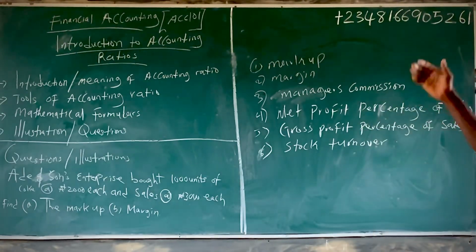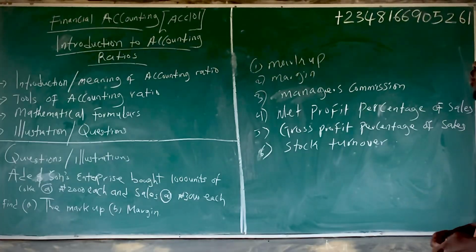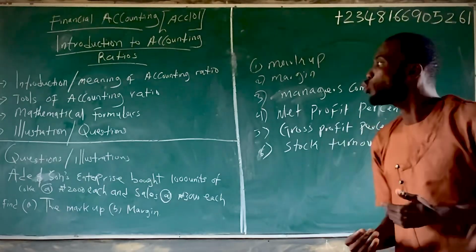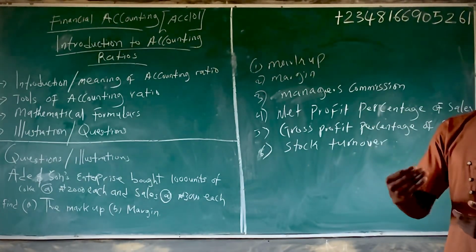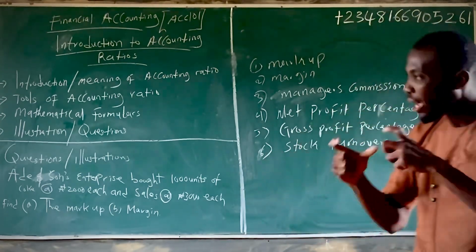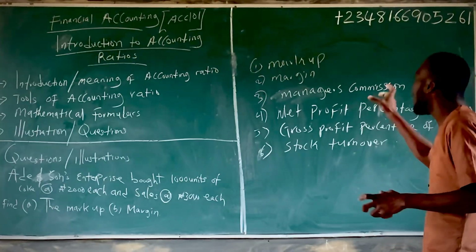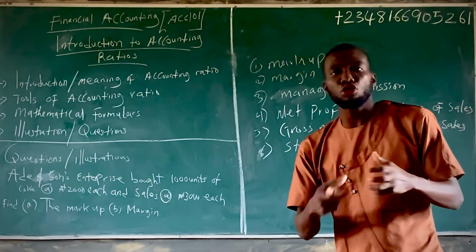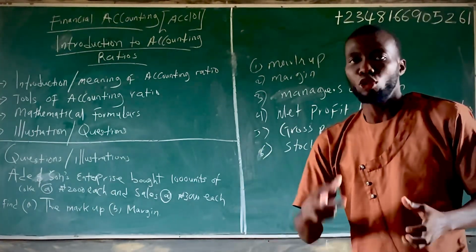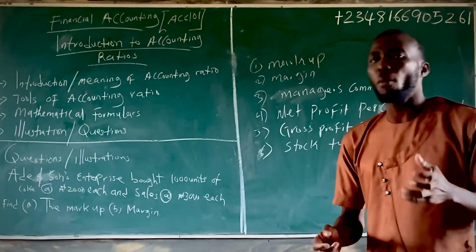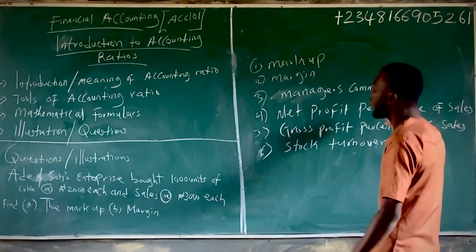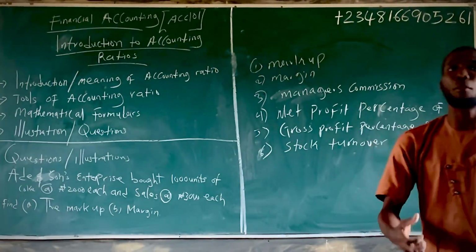Now, look at markup. We are taking the first one. What do you understand by the markup? The markup shows the relationship between the profit and the cost price. It shows the relationship between the profit and the cost price. That is the markup. Then what about the margin? Margin shows the relationship between the profit and the sales price. You are looking at your profit and your selling price, while markup is looking at the profit and the cost price.